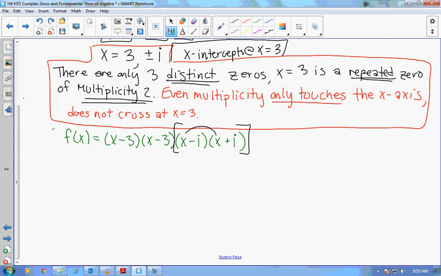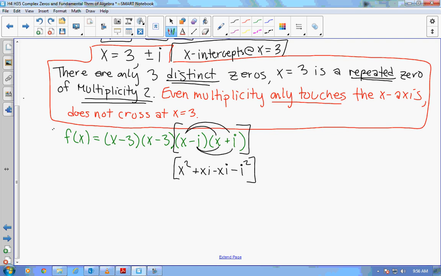What's x times x? X squared. So I'm going to put this in brackets because it's going to be times everything else on the left. X squared and x times i, a positive xi. Negative i times x. Would you please make sure you're writing this down? And negative i times positive i. Negative i squared.